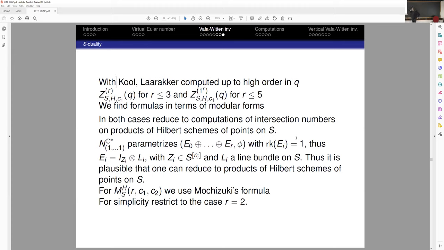In the case of the other part, the moduli space of rank R sheaves on S, it's less obvious how one would go to Hilbert schemes of points, but we use a formula by Mochizuki, which was proven some years ago. So, to be able to roughly explain it, I restrict to the case that the rank is two.